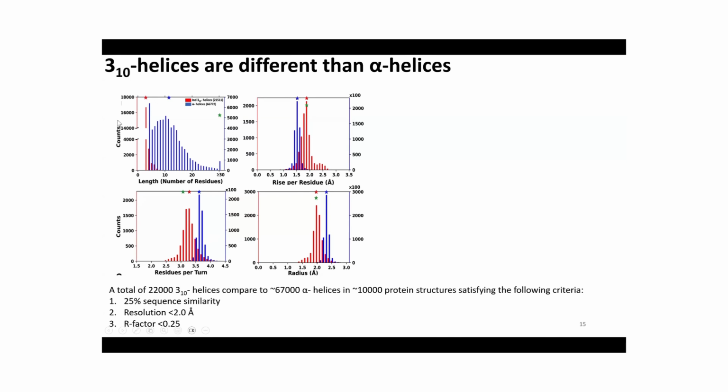But you can also see here the length distribution, the number of residues for 310 helices. Out of 22,000 310 helices, almost 17,000 helices are 3 residues long. So you really don't know what these helices are, because for any helix to be defined, you actually need two consecutive hydrogen bonds to be called that type of helix.